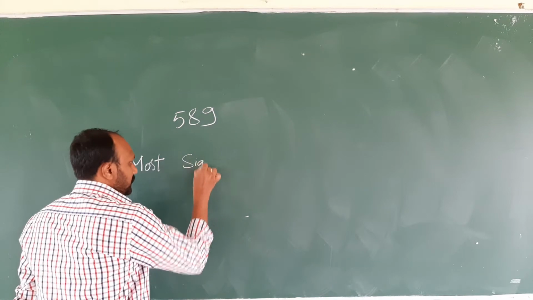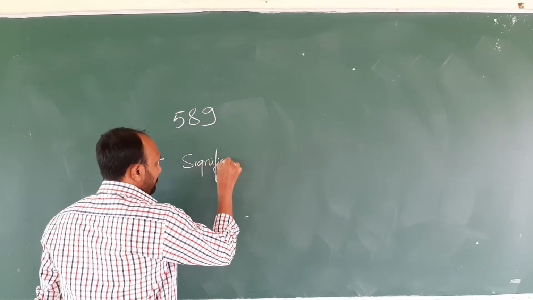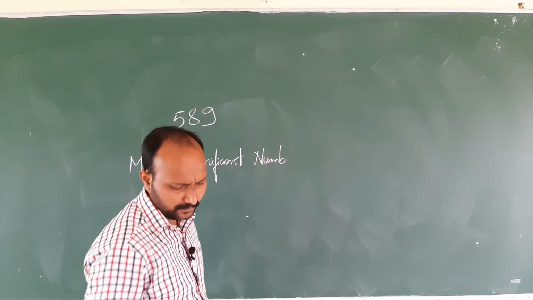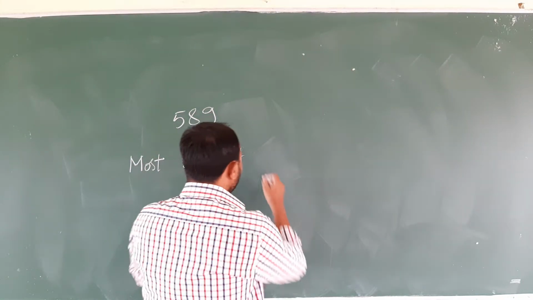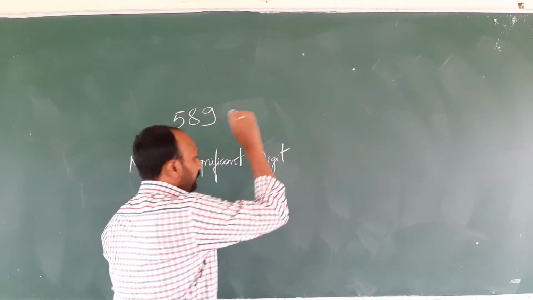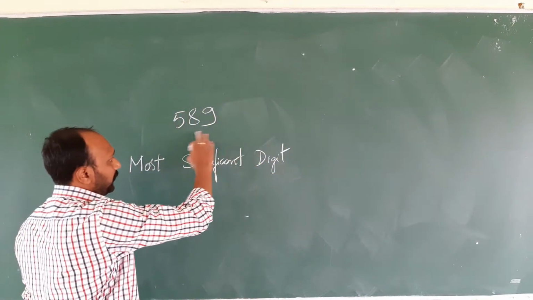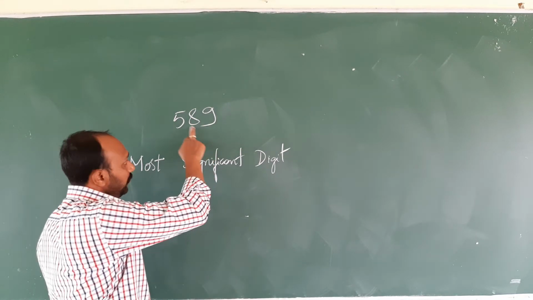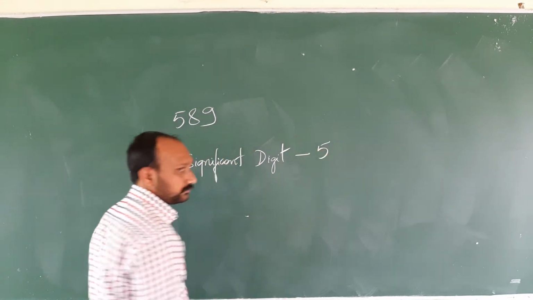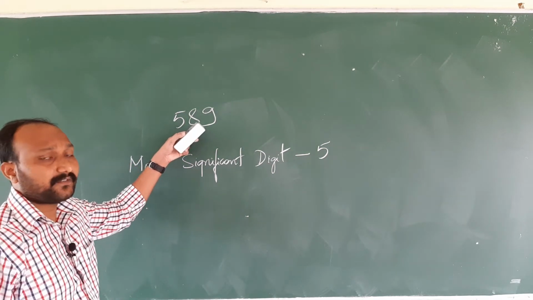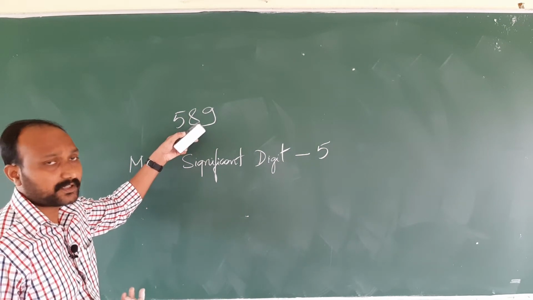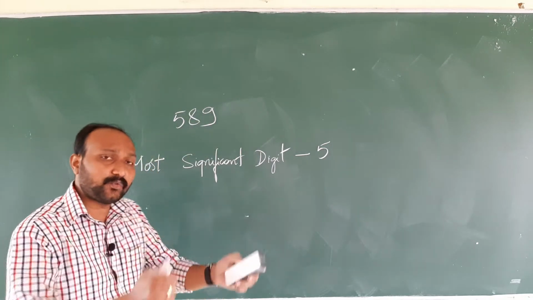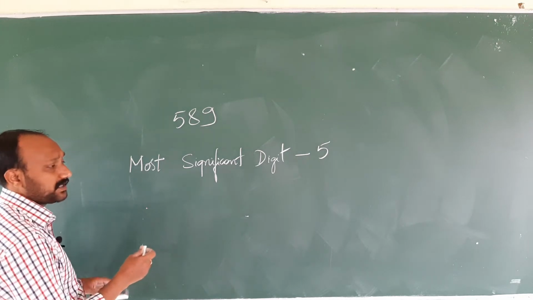Most significant digit. Which is the most significant digit in this particular number? The most significant digit is 9? No. 8? No. It is 5. Because here 5, we won't call 5 in this particular position. We refer to it as 500. So this has the highest weightage, so that's why it is referred to as the most significant digit.